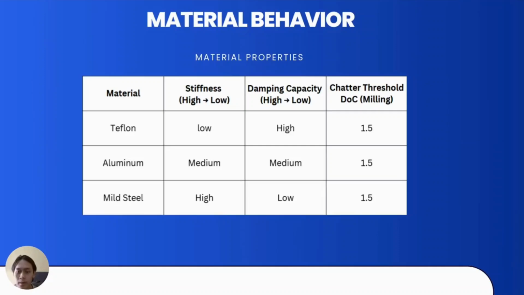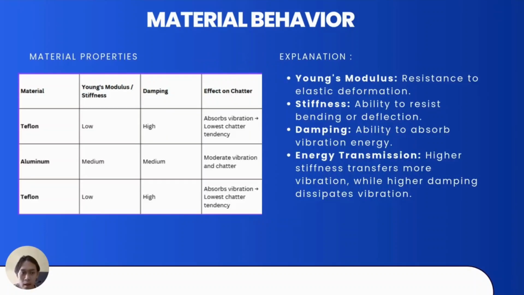Next, the material behavior. Material properties. This is the table of the material properties. Why do these materials have vastly different chatter thresholds? It is heavily dictated by their stiffness and damping capacity. These are the material properties, and this is the explanation.